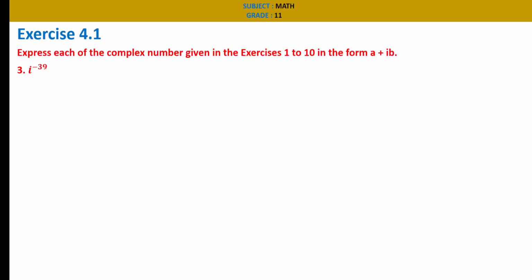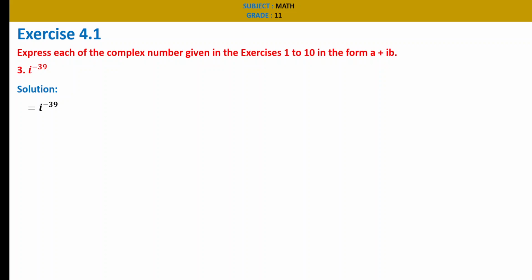Let us solve question number 3. I power minus 39. Any negative power means that it should go into the denominator. For example, x power minus 1 means 1 divided by x, and x power minus 2 means 1 divided by x square. This we have to keep in mind.